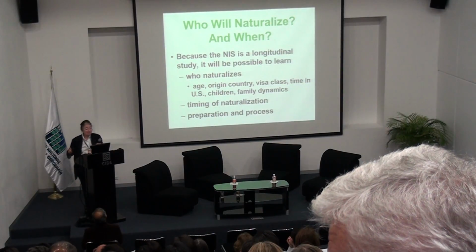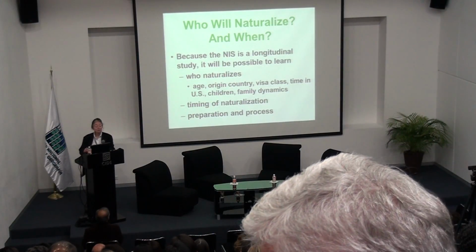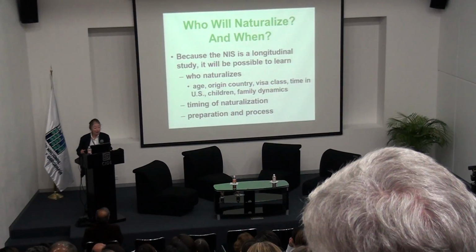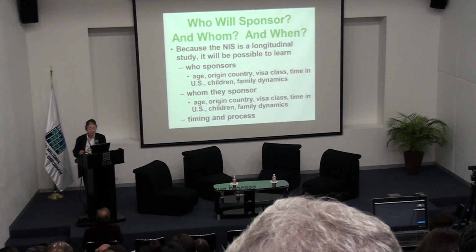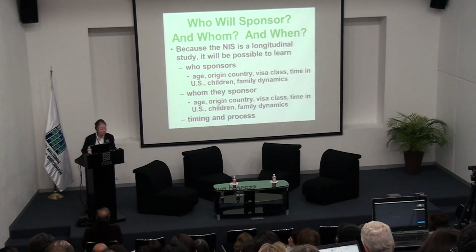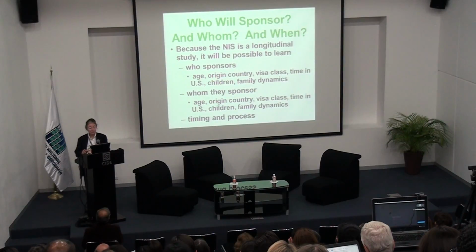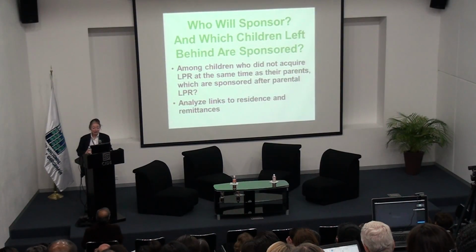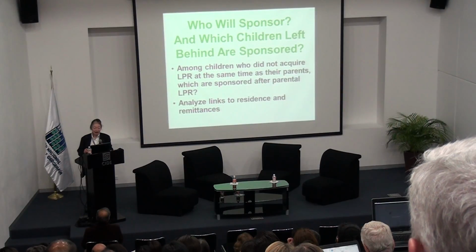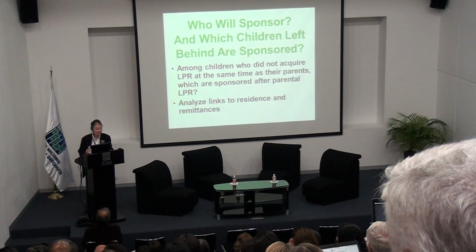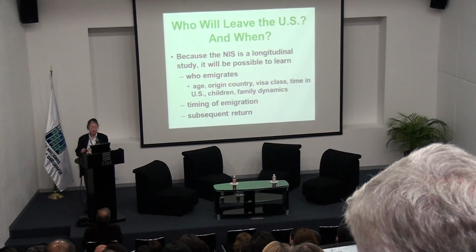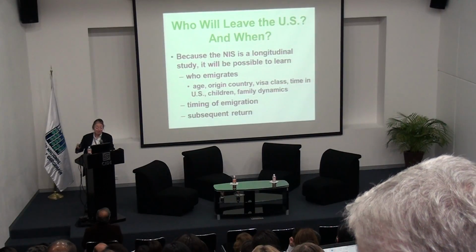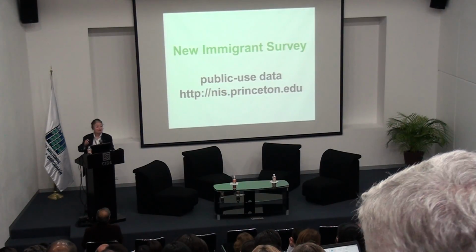All right, we still have the scientific questions to answer for a second. Who will become a citizen? When? Will they naturalize? Will children derive citizenship? Will they be sponsored relatives to get green cards? And if so, which relatives and when? Obviously, it'll be important to analyze the relationship between those behaviors and residents, remittances, and who will be in the U.S. and who will leave the U.S. and when.